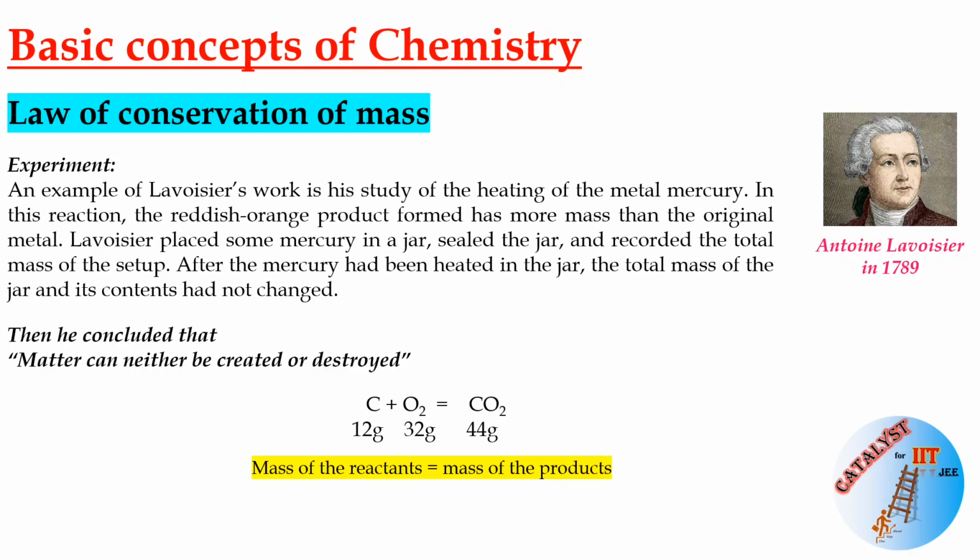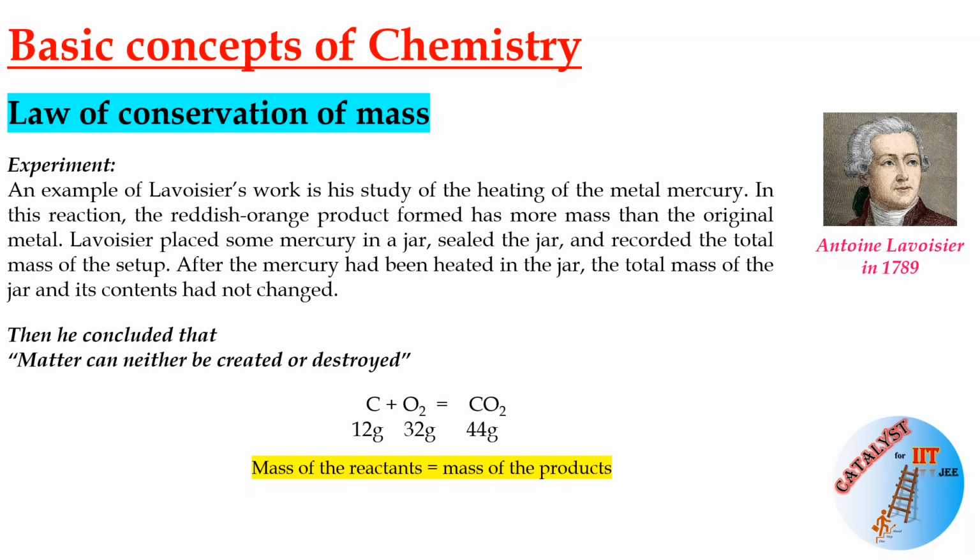Now what he did, he placed some mercury inside a jar and then sealed the jar and then recorded the total mass of the setup. So this is before the reaction, the total mass he obtained. Okay, now he heated the jar, or rather he heated the mercury inside the jar. Now as the jar is sealed, no gas can come out of the jar, or no extra gas from the atmosphere can go inside the jar. Then, after heating, he again took the weight of the jar. He recorded the mass of the jar.